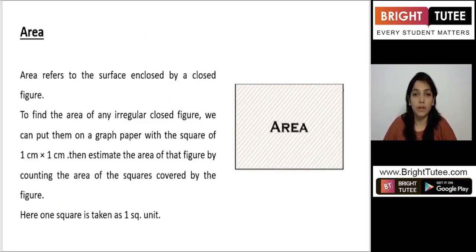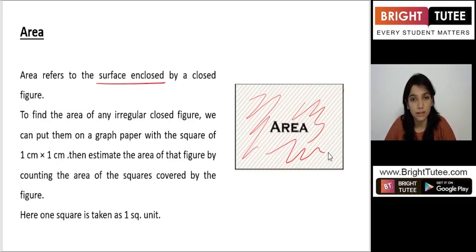Area refers to the space enclosed by a closed figure. Simple definition: area refers to the space enclosed by a closed figure. Like here, you can see a rectangle, and every part that is shaded inside this rectangle is called the area of this particular shape.